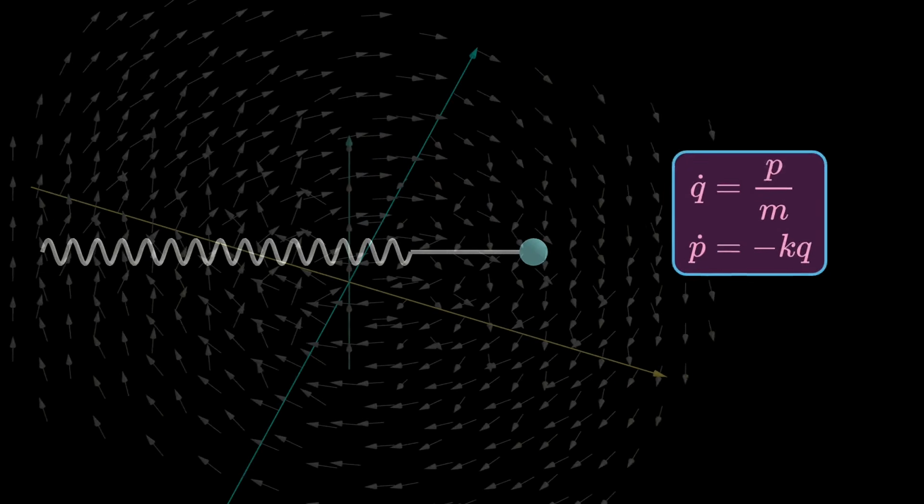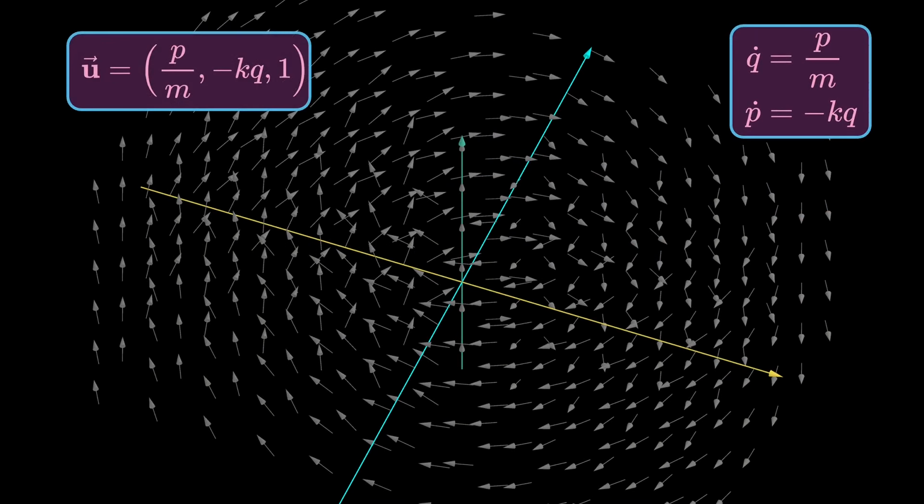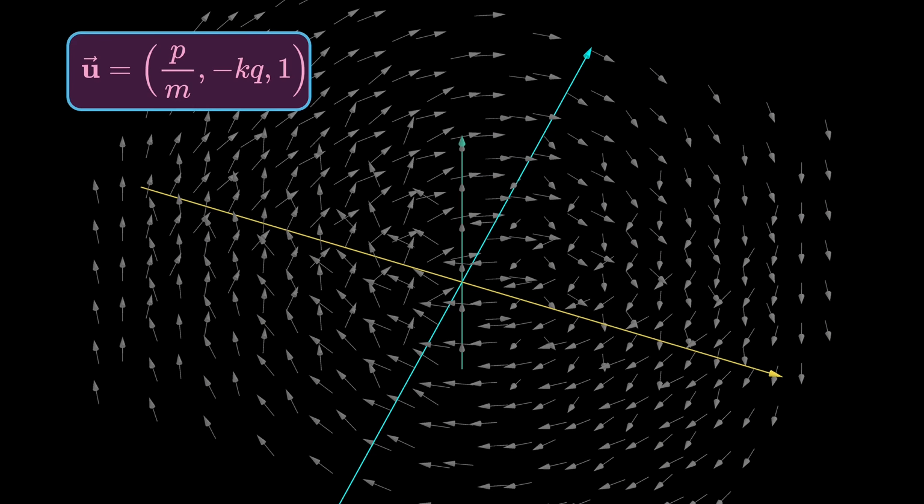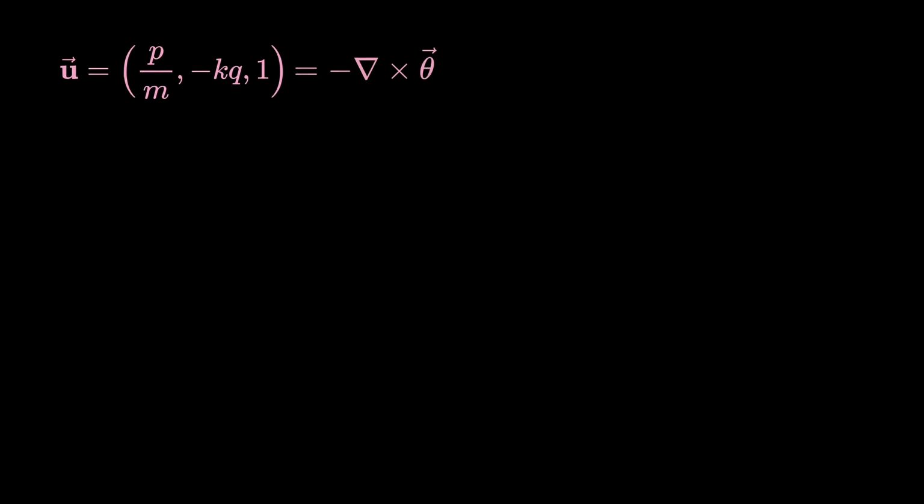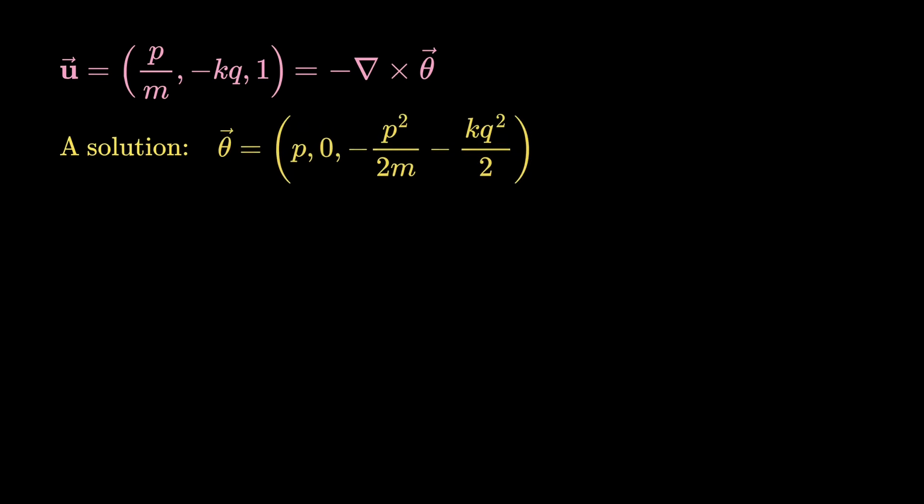We have previously deduced the vector field u from the equation of motion, and now need to find the vector potential theta, whose negative curl is u. Later on in the video, we will explore how to find this theta in general, but for now, just for the sake of seeing T minus V jump out, here is the vector potential theta. You can verify this by explicitly calculating the curl.